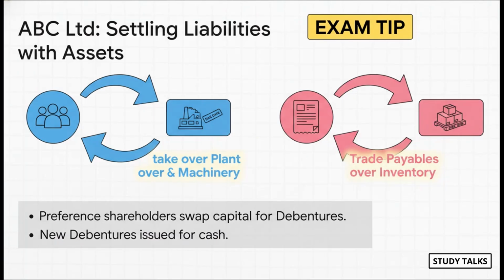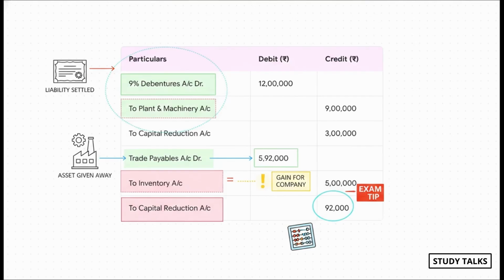Now check out the twist in illustration 6. Instead of just reducing the amount the company owes, the company is actually settling its debts by giving away its assets. You've got debenture holders taking over machinery and trade payables taking inventory. This is a classic ICAI adjustment, so you'll want to pay very close attention to how this works. Let's break down the logic here.